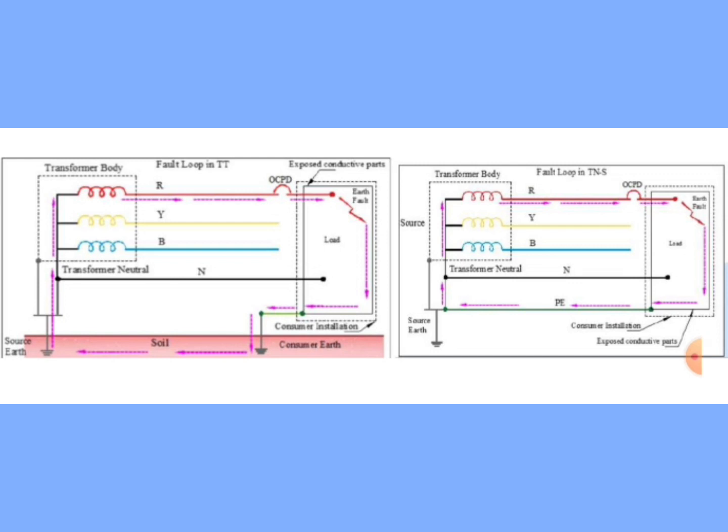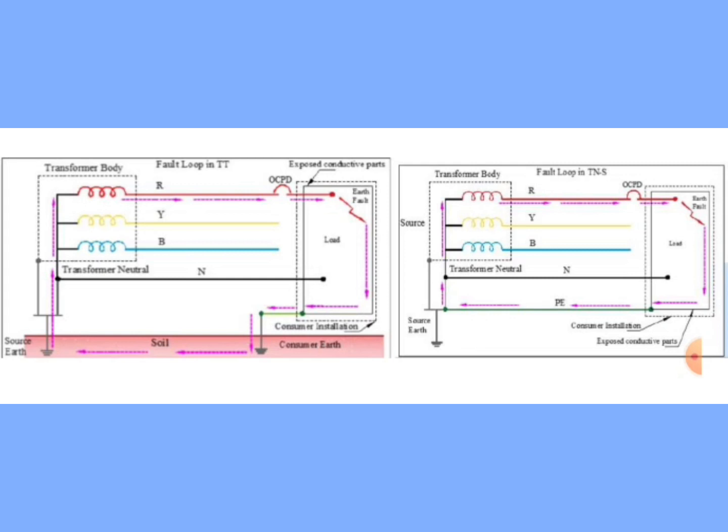On the right hand side, you can see the TN-S system, where a dedicated PE conductor, protective earth, is there. The moment there is a fault, an earth fault, it goes immediately back to the source through the PE conductor, and the fault loop impedance in that case is quite low. The OCPD provided in that circuit will definitely work, but you have to choose your OCPD very carefully, depending on the fault loop impedance. The fault loop impedance plays a very important role. That is like a fog on the road that leads to accidents.